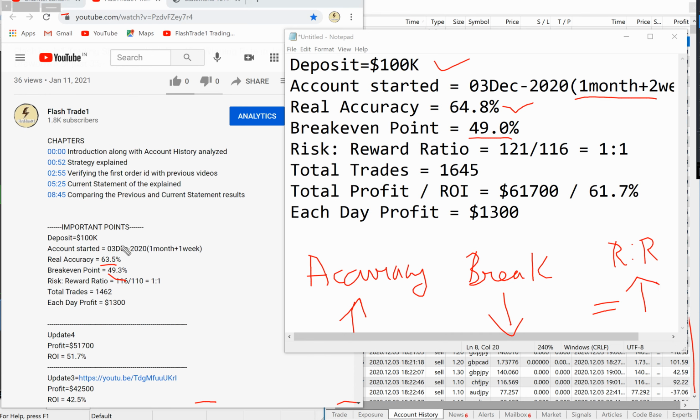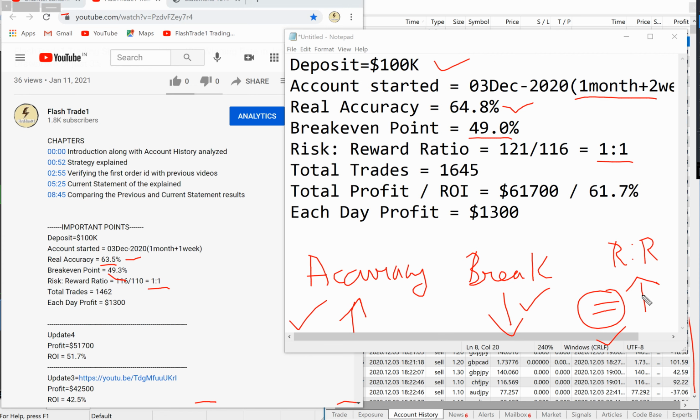Real accuracy of the account previous time was 63.5, as of now 64.8, so we have increased our real accuracy. Break-even point previous time was 49.3, as of now it is 49.5. We have decreased our break-even accuracy. Risk reward of the account previous time was 1:1, as of now also it is 1:1, so we have maintained the risk reward of this account.